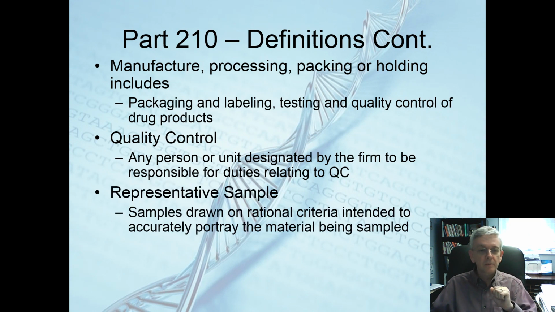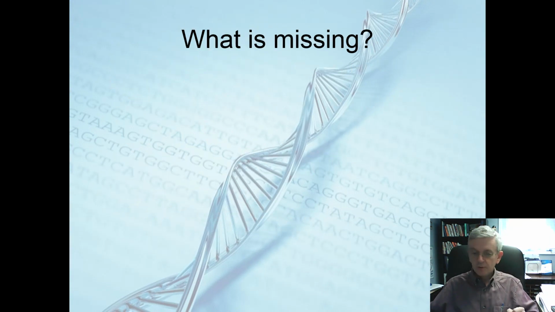Representative sample: samples drawn on rational criteria intended to accurately portray that material being sampled. So you go in, you take samples off the top. Does it really represent the entirety of the batch in the drum or in a container? You have to make sure that you think about your samples that you're testing or retaining as being representative of the batch.